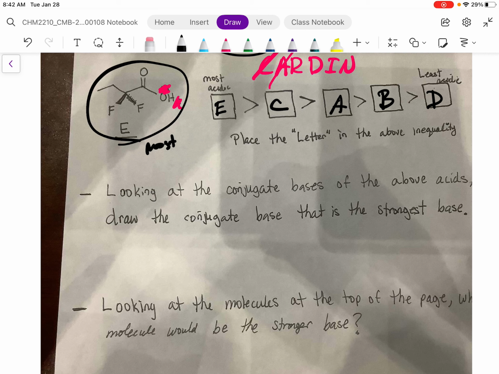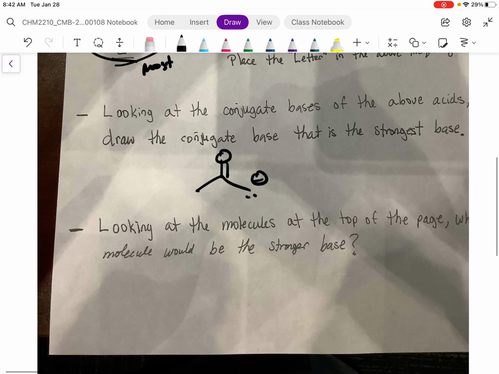So the conjugate base of D looks like this. All right? That's the strongest base. Okay, does that make sense? Are we clear with that? Okay, we still have a couple of minutes, and I want to answer that last question here. Yeah.